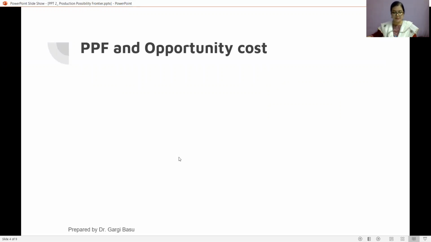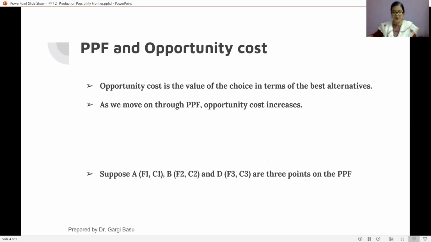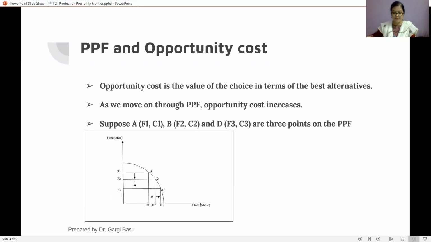Now let us discuss something about the PPC and PPF and opportunity cost. All points on the PPC represent combinations of food and cloth that a country can produce given the full employment of the country's productive resources and technology. If a country decides to raise cloth output from, say, C1 to C2, then it has to reduce food production from F1 to F2. The reduced food output is the opportunity cost of producing more cloth.